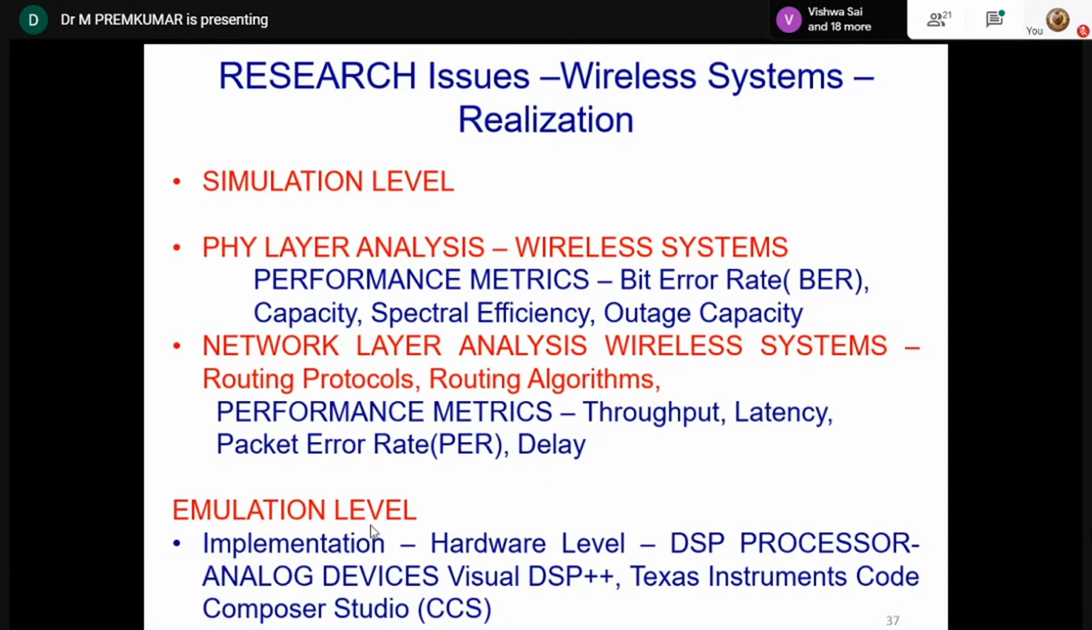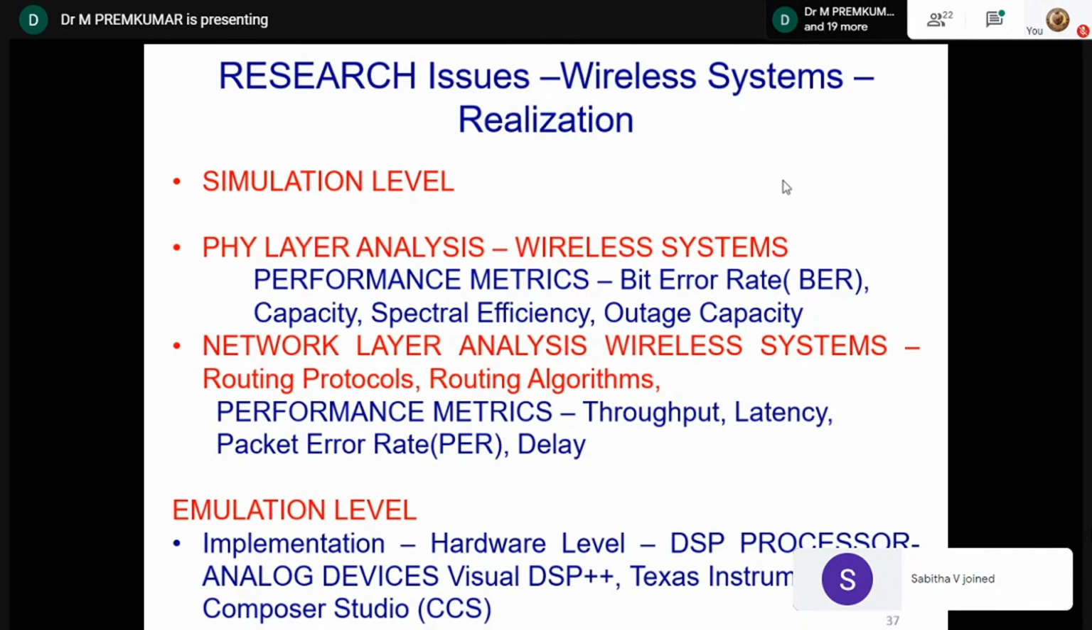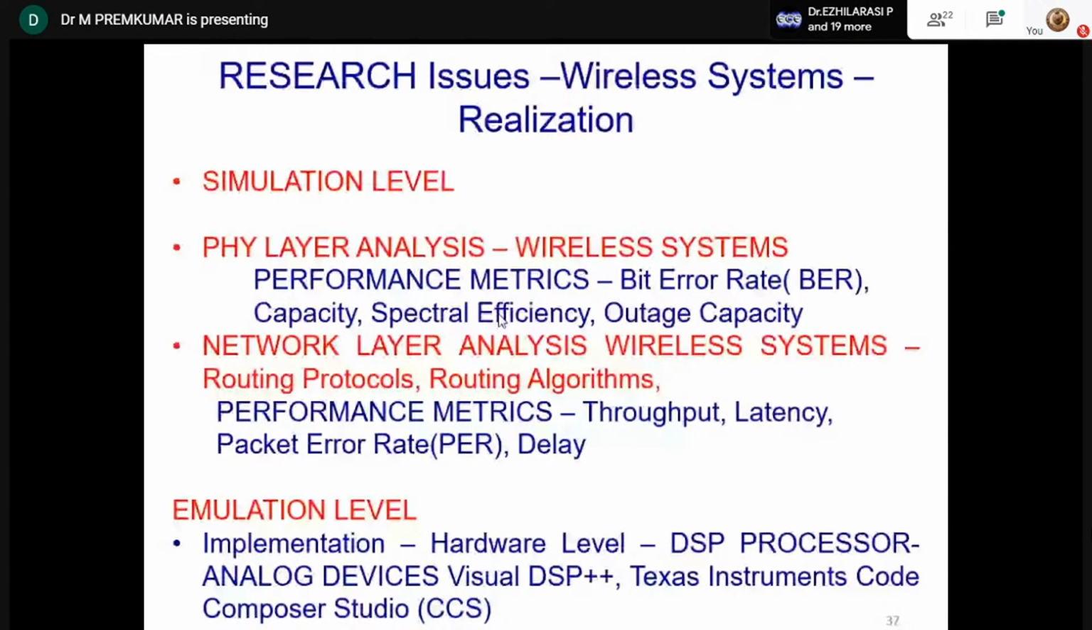Then at the emulation level, you will have hardware level implementation, with DSP processors: Analog Devices with VisualDSP++ through the Analog Devices platform, and Code Composer Studio for Texas Instruments. This is one useful piece of information: any entrepreneur who tries to market an idea can work on the baseband side, that is, the backend side of any particular wireless system application.